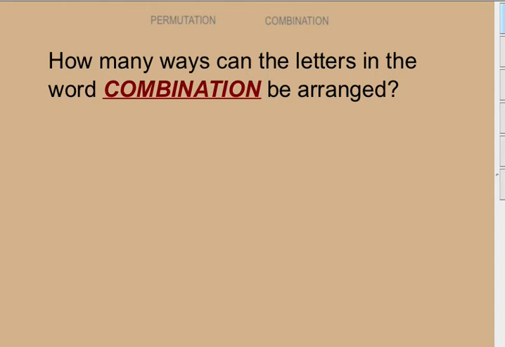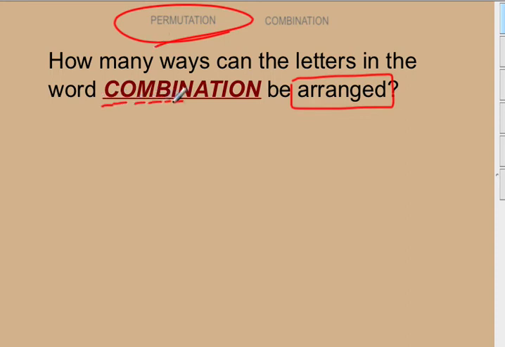So, next, take a look at this one. How many different ways can the letters in the word combination be arranged? There's that key word again that you're looking for, that arranged. That tells you that there's some sort of order, so you need to use a permutation. So what we want to do is calculate how many letters we have in combination. We have 1, 2, 3, 4, 5, 6, 7, 8, 9, 10, 11. So on top, I'm going to have 11 factorial.